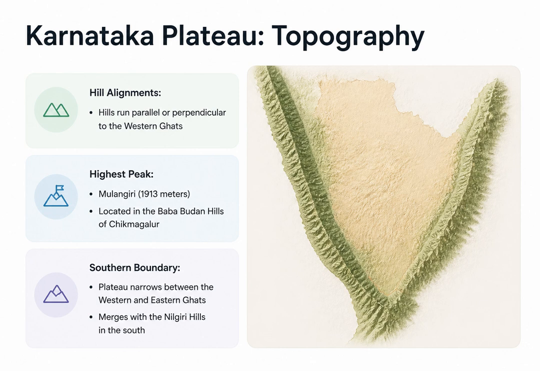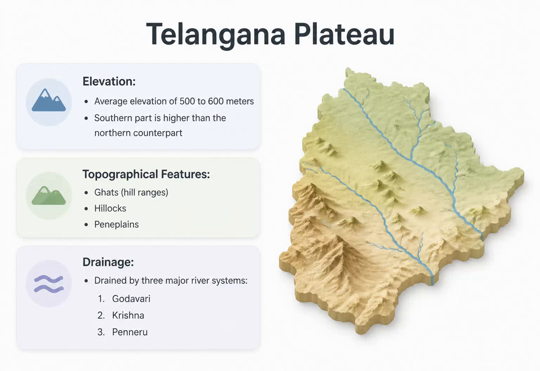As you move further south, the plateau gradually narrows, squeezed between the converging western and eastern Ghats, until it finally merges into the Nilgiri Hills. To the east of Karnataka lies the Telangana Plateau. It has a slightly lower average elevation of 500 to 600 meters, though its southern portion is noticeably higher than the north. The landscape is a mix of hill ranges, scattered hillocks, and flat peneplains.